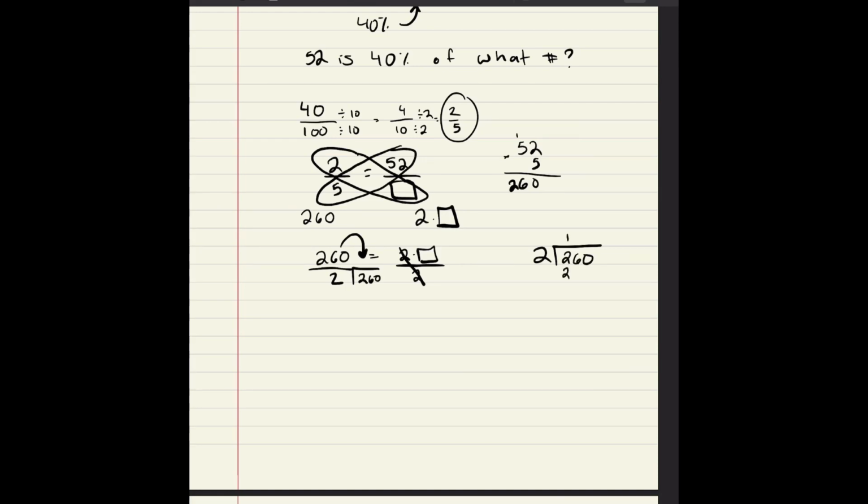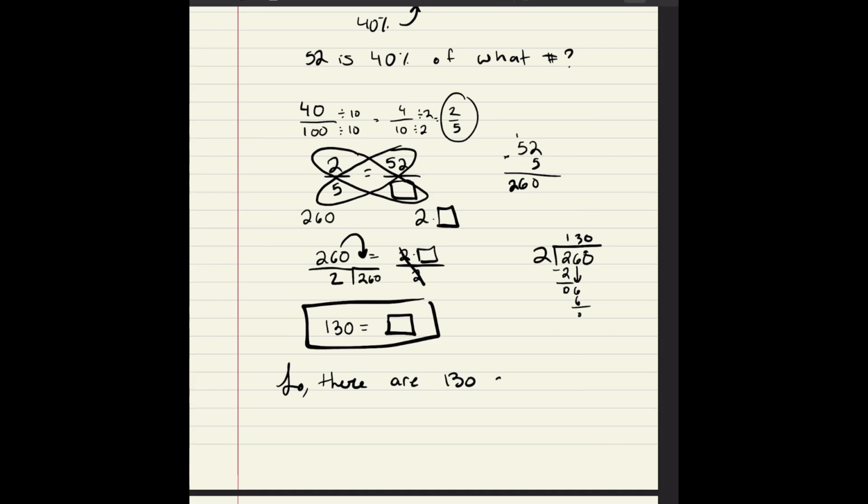So 2 can go into 2 one time. Oops, 0 left off. And 6 comes down. 2 can go into 6 3 times. And 0 goes up. So 130 is equal to the unknown. So there are 130 sixth graders at Andrew School.